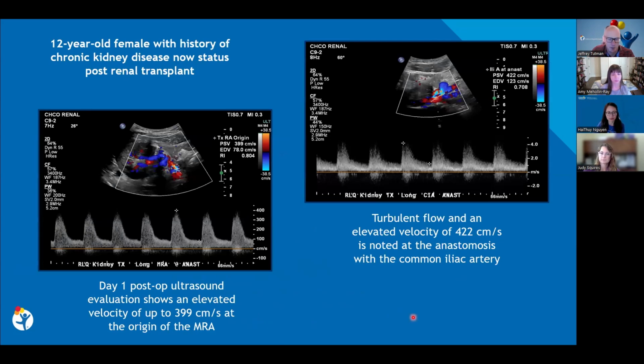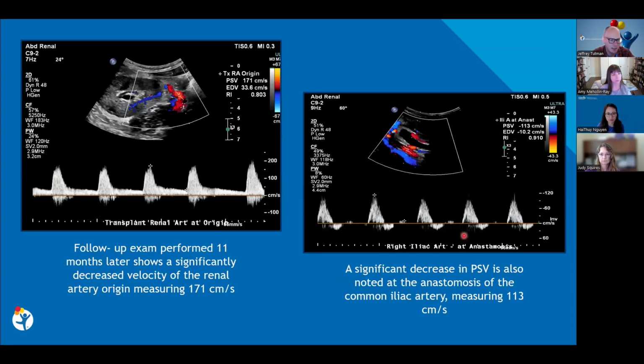Then just another typical post-transplant appearance of the kidney. This is a little bit of an older patient. This was immediately post-op, so very elevated velocities at the origin of the main renal artery, about 400 centimeters per second. Then at the anastomosis, similarly very elevated. Later on, this patient came in for their follow-up, with normalization of those waveforms. So this is the typical post-operative spasm that we very typically see with both renal transplants and hepatic transplants as well.